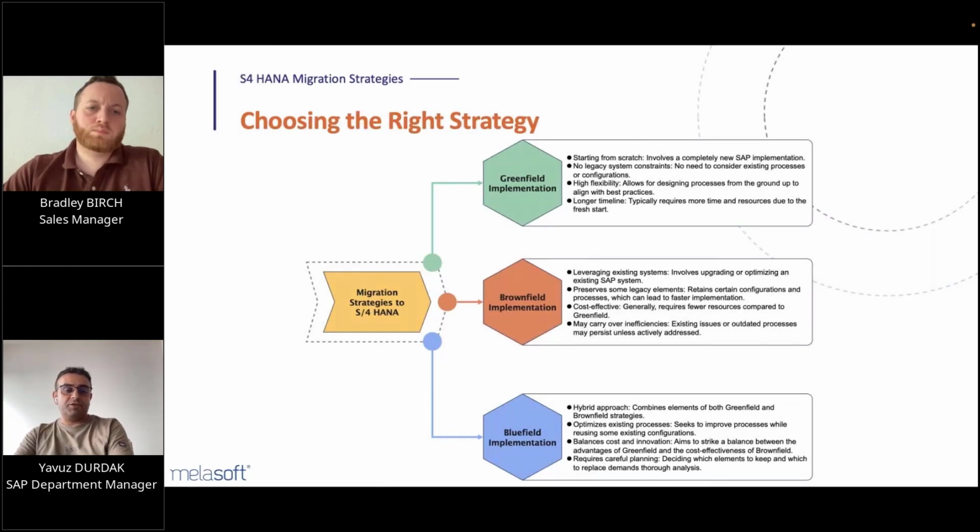The Bluefield implementation, on the other hand, is a hybrid approach, as I said. It optimizes existing processes. It seeks to improve processes while reusing some existing configurations as well. So it's the balanced approach. It balances cost and innovation: on one side, the innovations that the new system introduces, and on the other, you balance the cost. And also, the main challenge is the planning. In Bluefield implementation, the planning should be done very carefully, because some of the functionalities will be implemented in the new system and some of them will not. So careful planning is required in the Bluefield implementation.